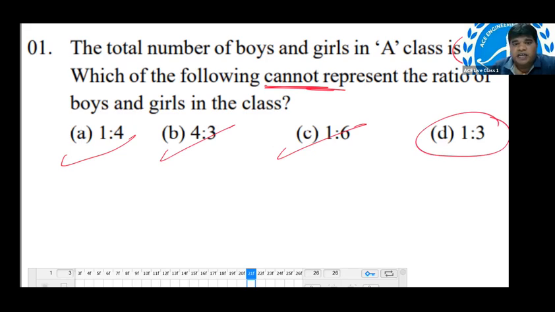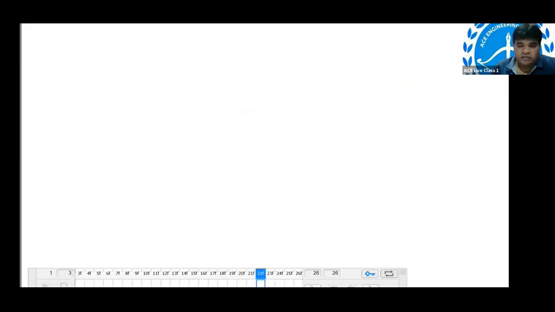I need a total of 70. 1:3 means total 4 parts, and 4 parts to make 70 is impossible. Remaining everything is also possible. Next.